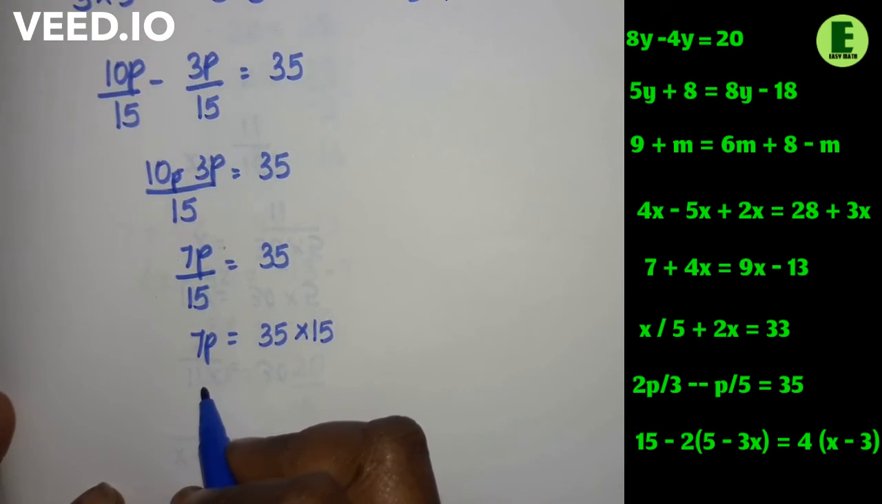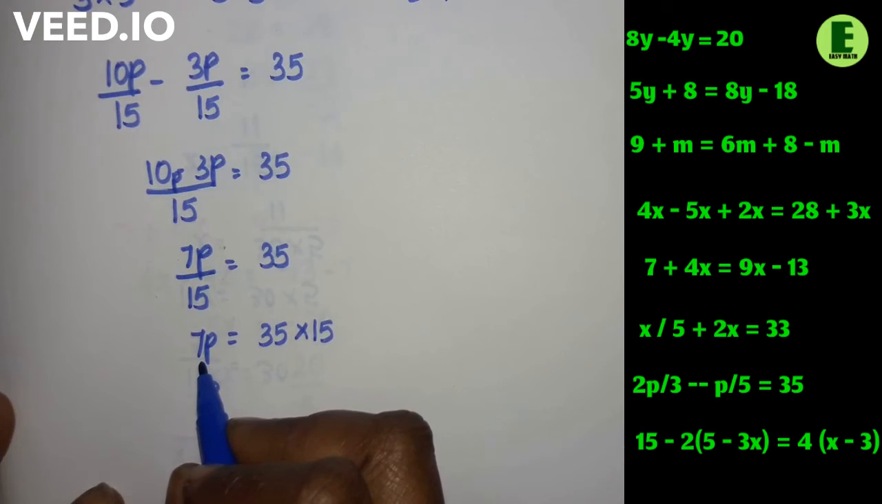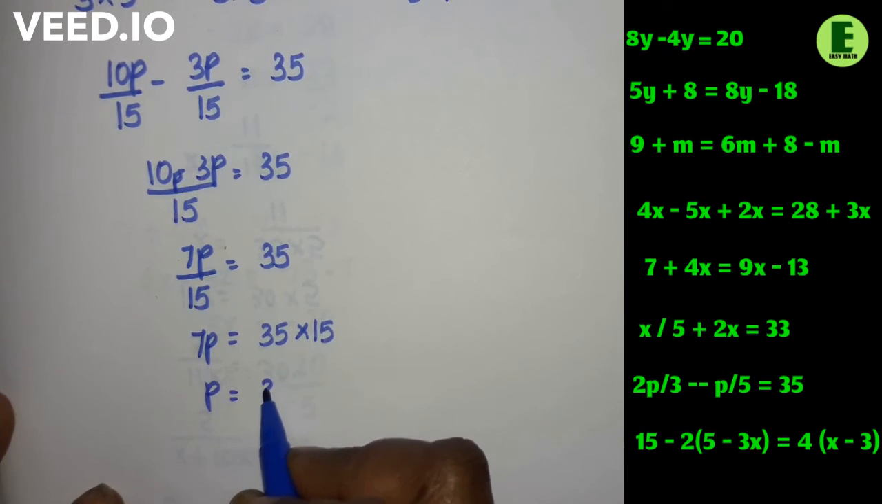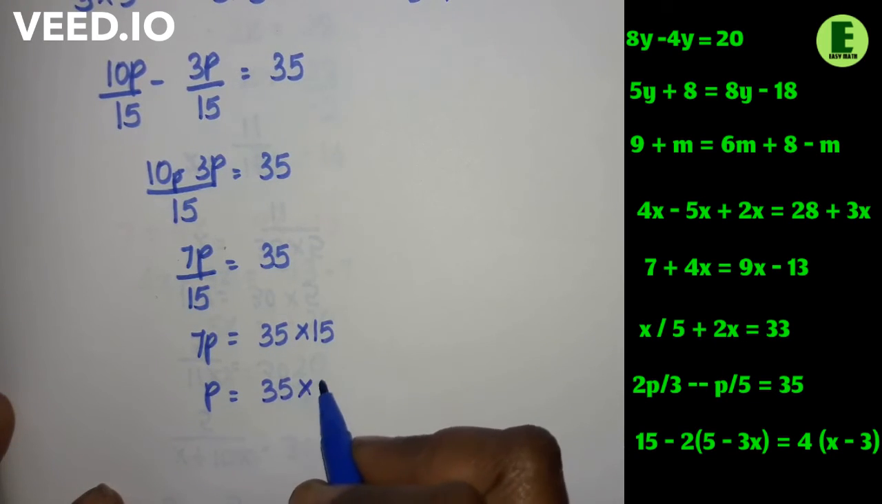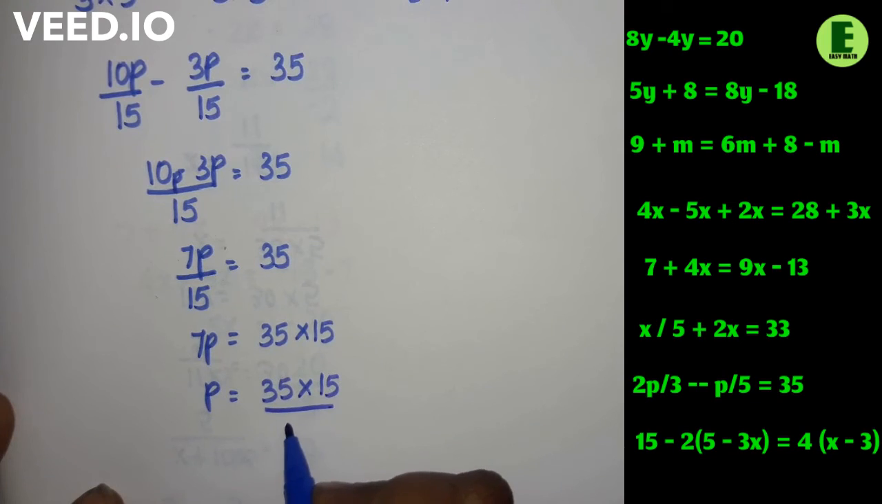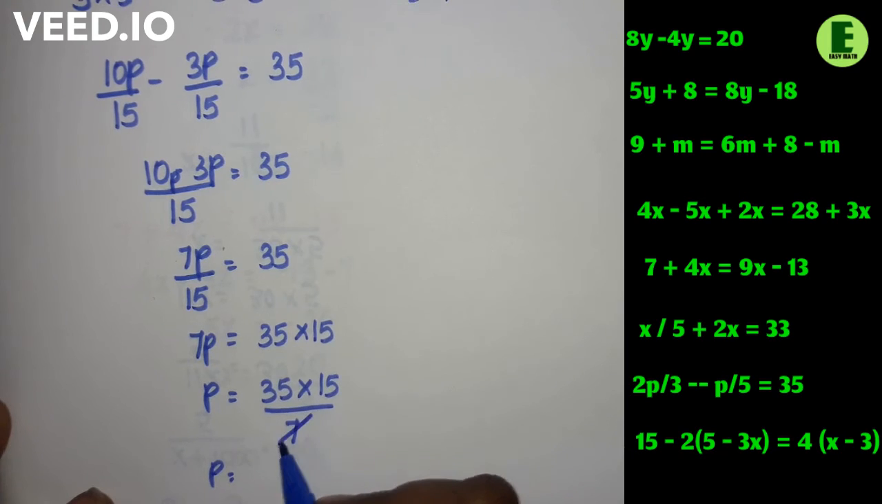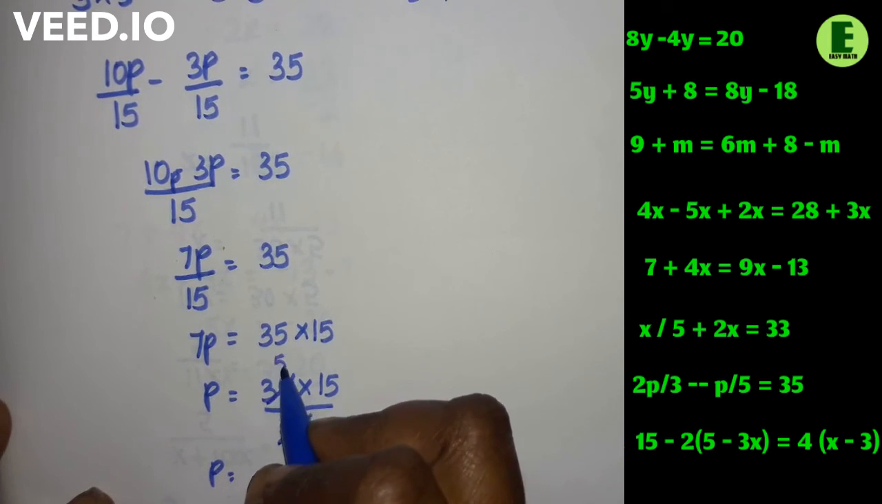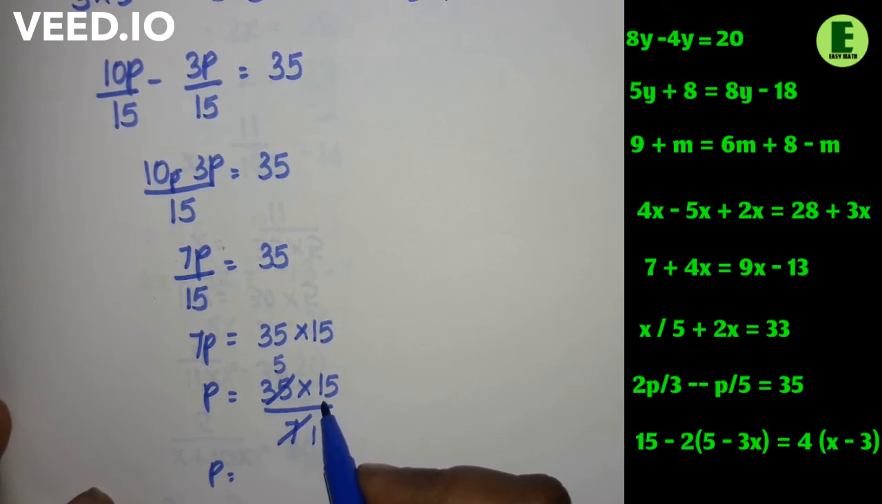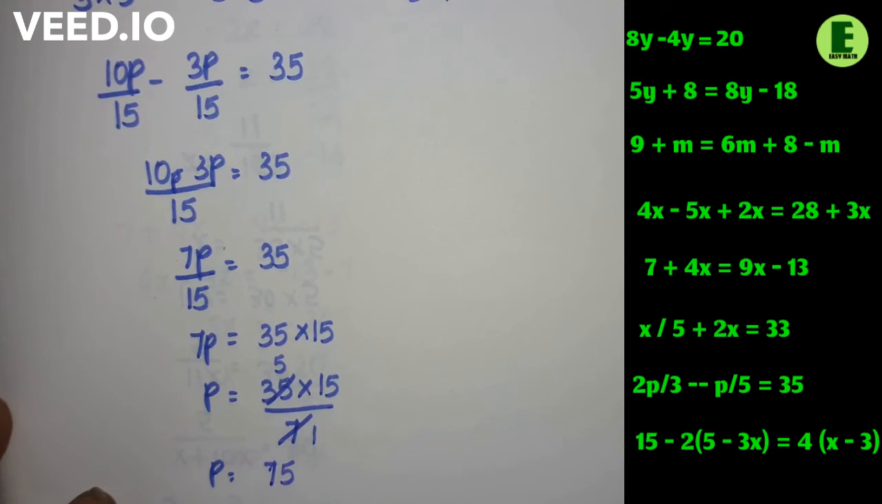Now 7 here is under multiplication. So let us transpose. So it becomes under division, right? Now p is equal to, let us simplify further. So 7 ones are 7, 7 5s are 35. So we have 5 into 15, that is 75. Therefore the value of p is 75.